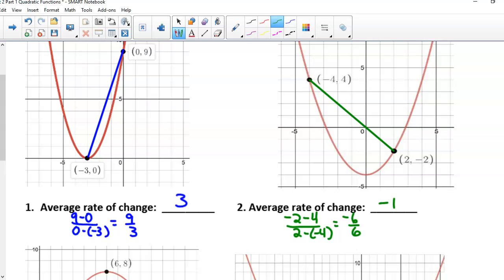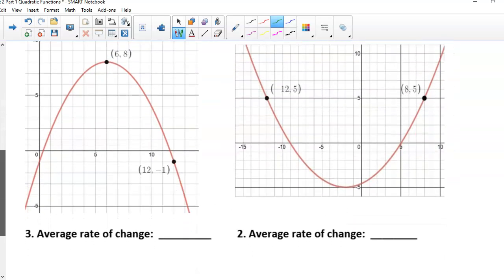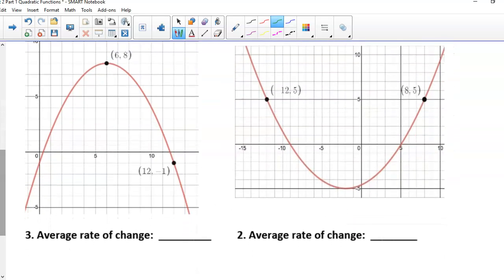So go ahead and do problems 3 and 4, and that should say 4. This doesn't say 4 here, it says 2. That should say 4. And then when you're finished, you can check your answers with the teacher.